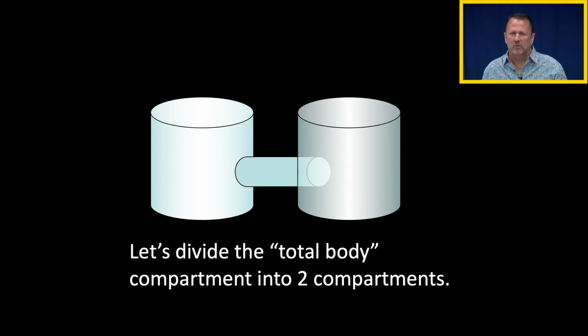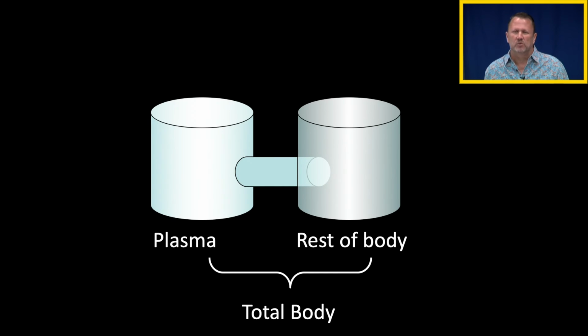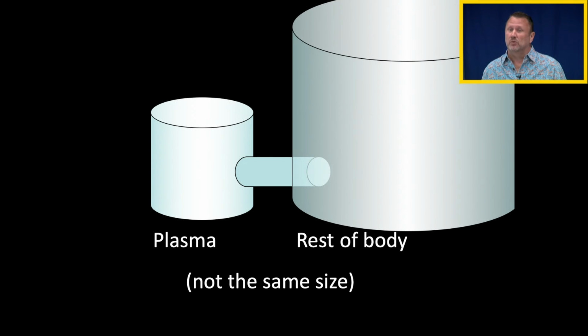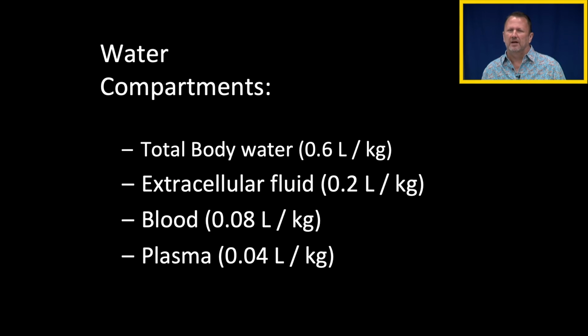Let's take the body water compartment and divide it into two compartments. One of them will be the plasma. One of them will be the rest of the body. And between the two of them, that's the total body. Don't be fooled, they're not the same size. One of them is much larger than the other.